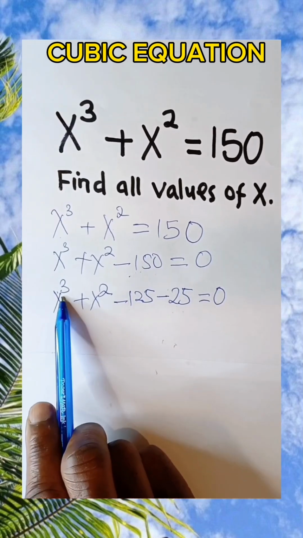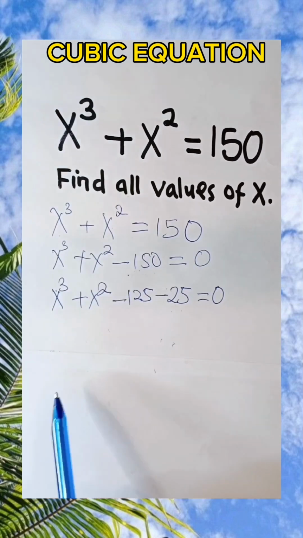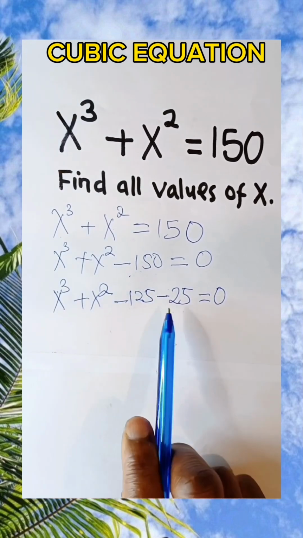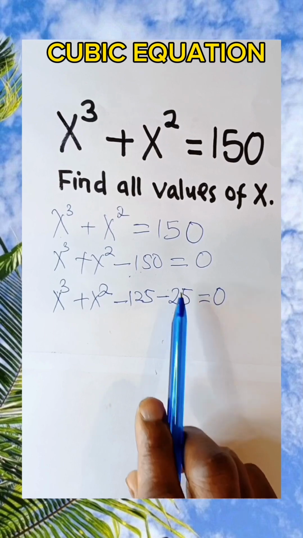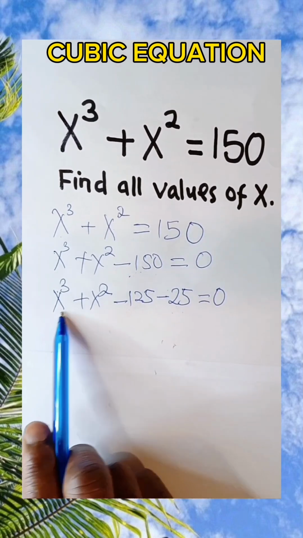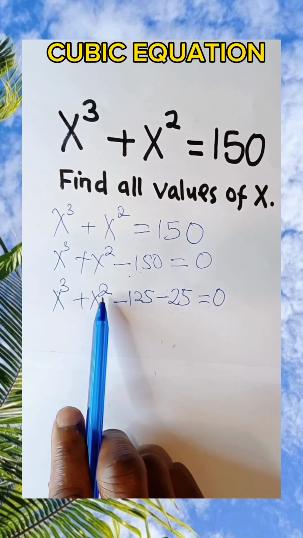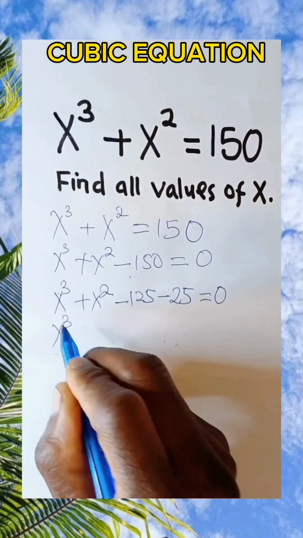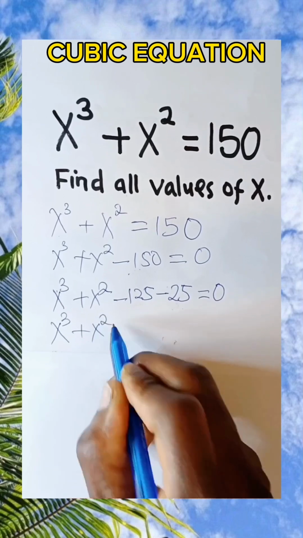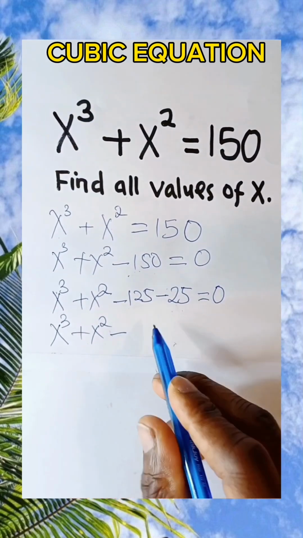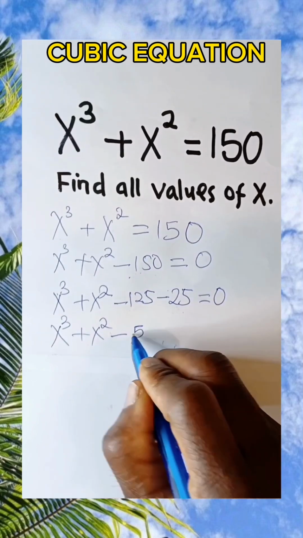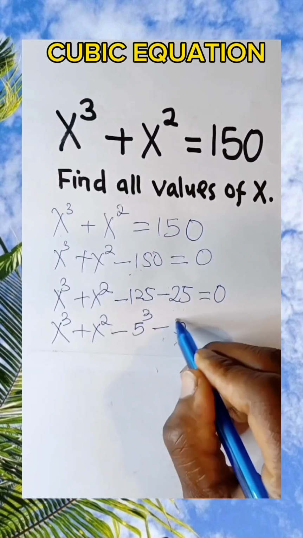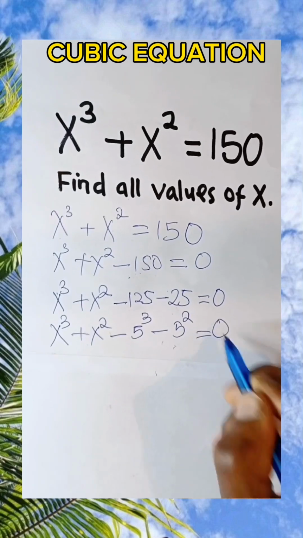You will notice that we have x cubed plus x squared. The reason behind this is to raise this number to the power of 3 and also raise this number to the power of 2 so that we can apply the difference of 3 cubes and the difference of 2 squares identities. All right, so we will have x cubed plus x squared minus, we can write this 125 as 5 raised to the power of 3 minus, and we can write 25 as 5 raised to the power of 2, all is equal to 0.